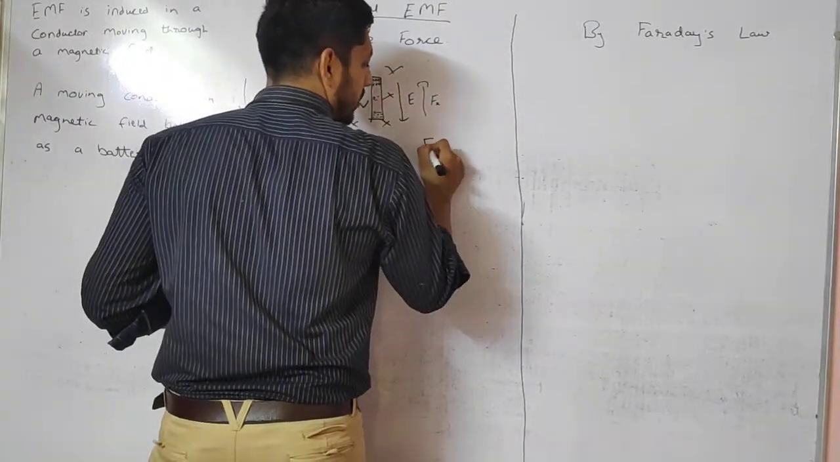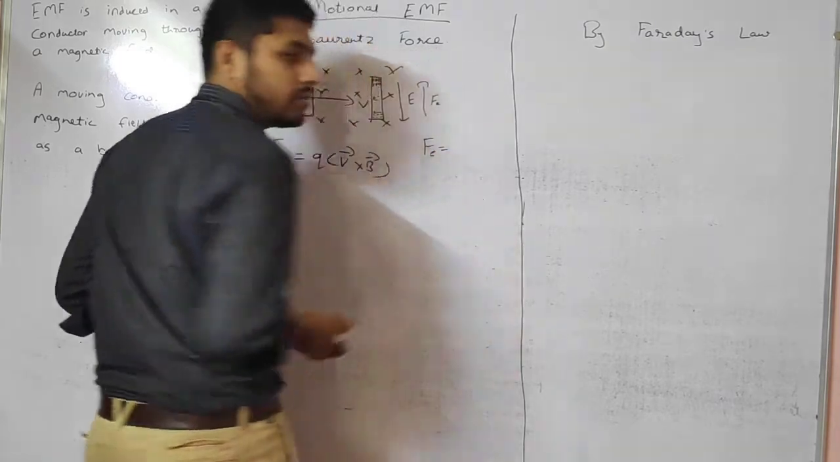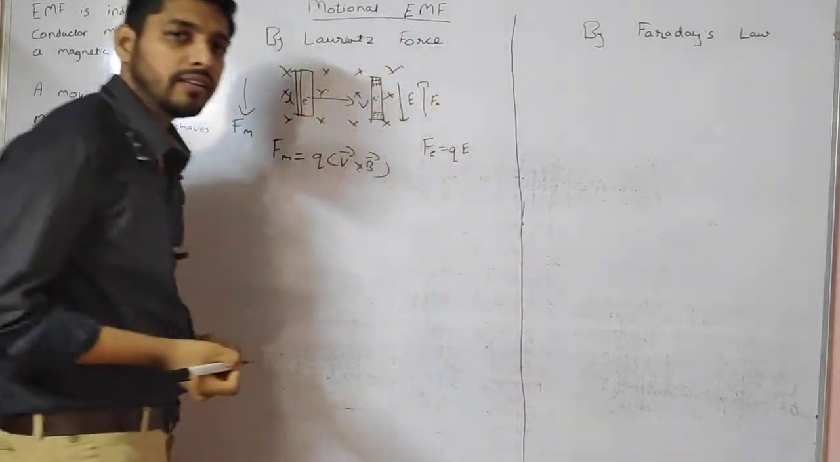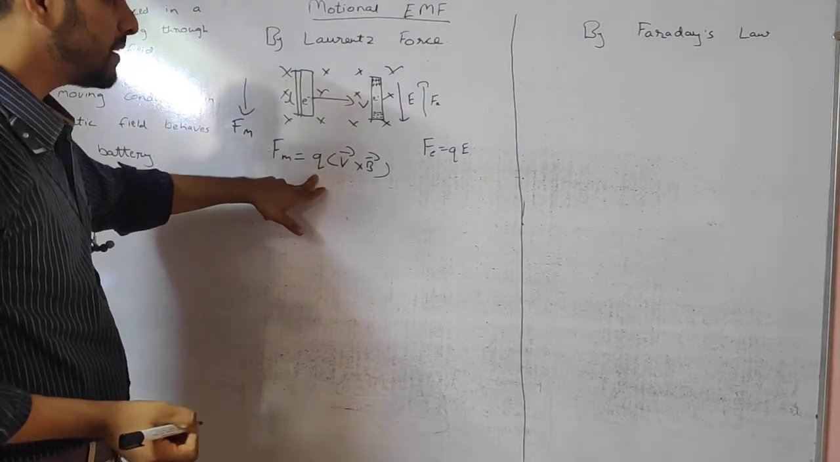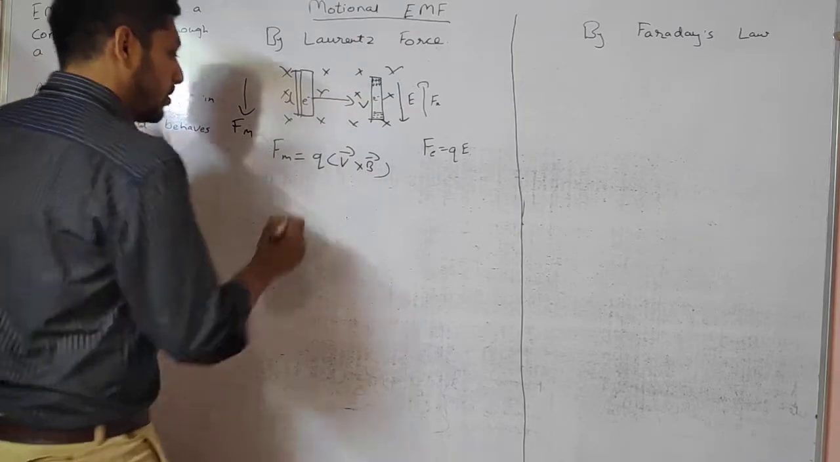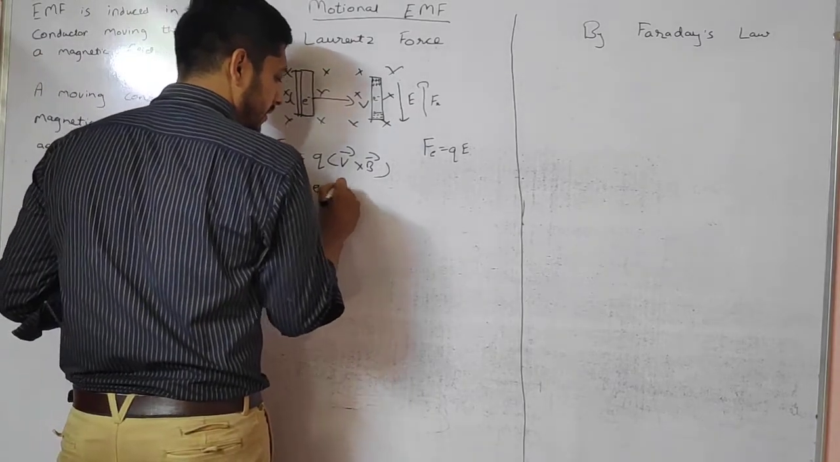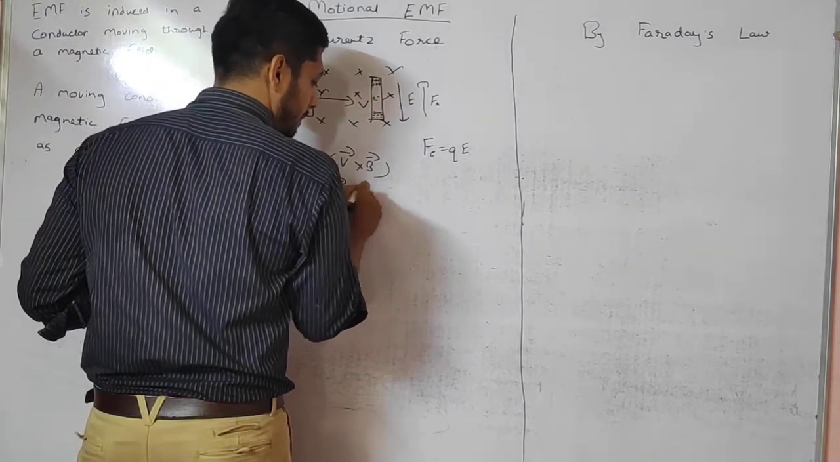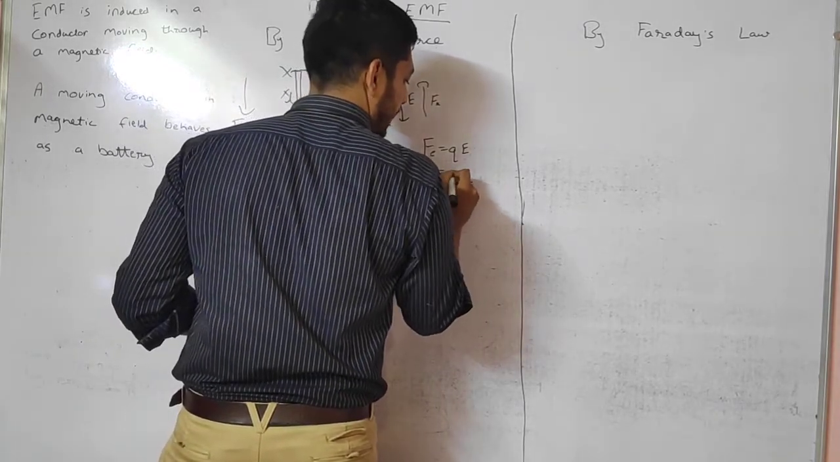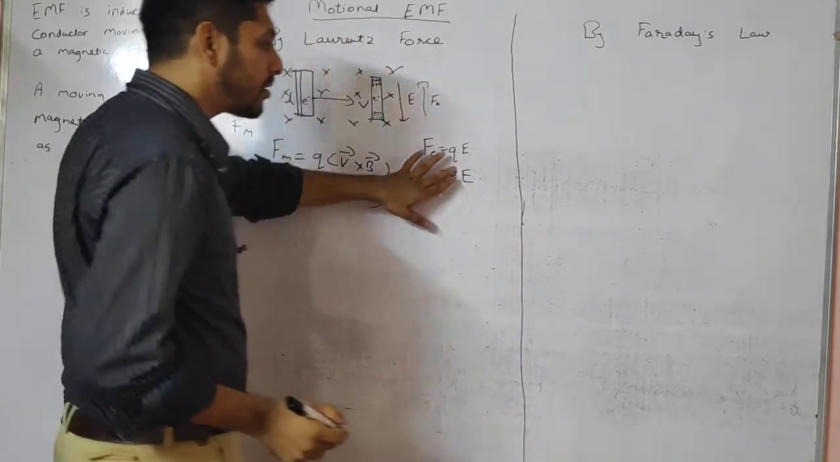How can I give the force on the electron? It will be Q into E. Can I write it in this manner? In both places, instead of Q I can write e, that is for the electron. So here I can write e V cross B, and here I can write e into E. I hope this much is very clear to you all.